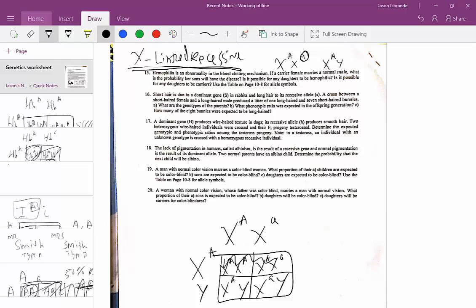So we're going to ignore the females. We're going to look at the sons. So of the two possible male genotypes, one is unaffected, so one doesn't have hemophilia since they have the uppercase A allele, and one is affected, so they do have hemophilia. So that is 50% of the males affected.